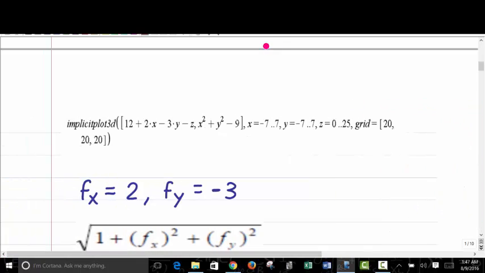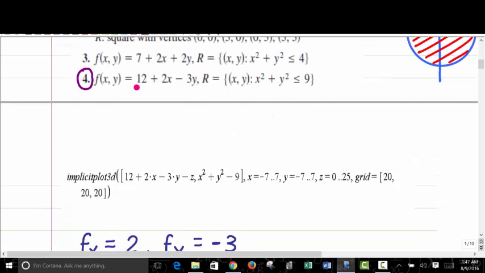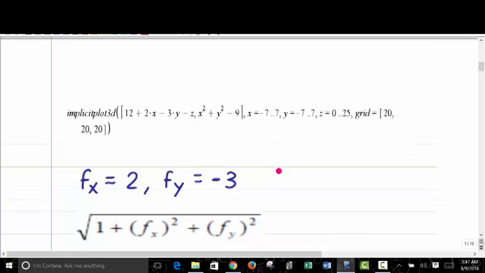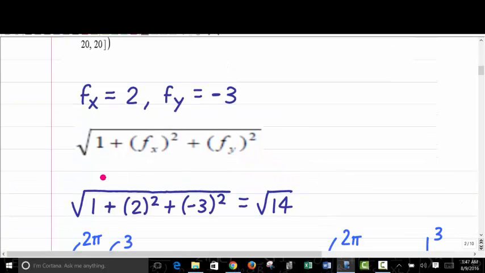Now this one works out pretty well because the partial derivatives are easy. The partial derivative with respect to x is 2, and the partial derivative with respect to y is -3, which I have written right down here. So now we need to get the 1 plus fx squared plus fy squared, which is going to be a constant because there are no variables left. So basically you have 1 plus 4 plus 9. So the function you're integrating is the square root of 14, a constant. So that makes things nice.